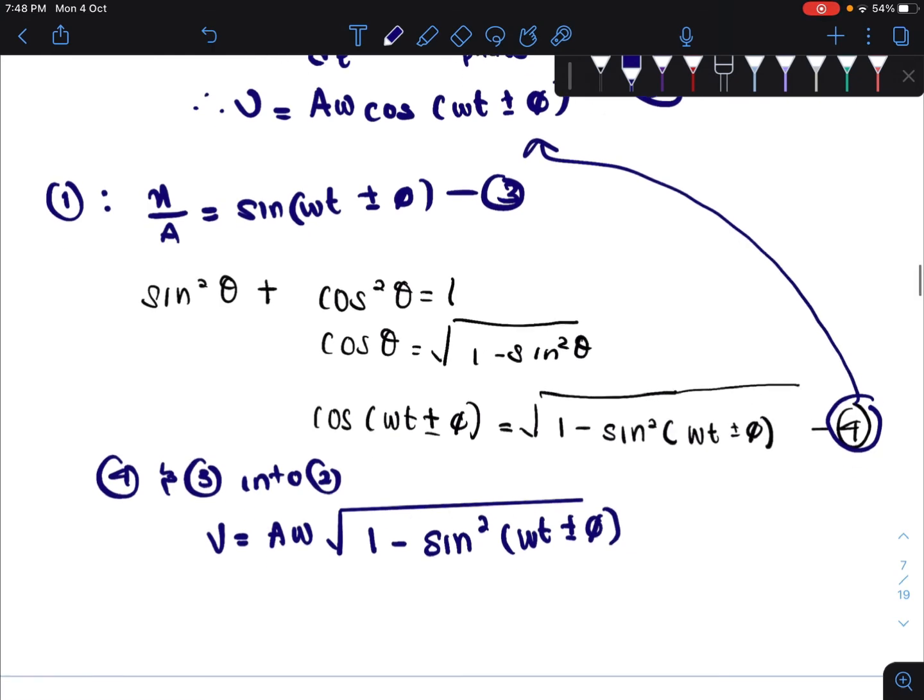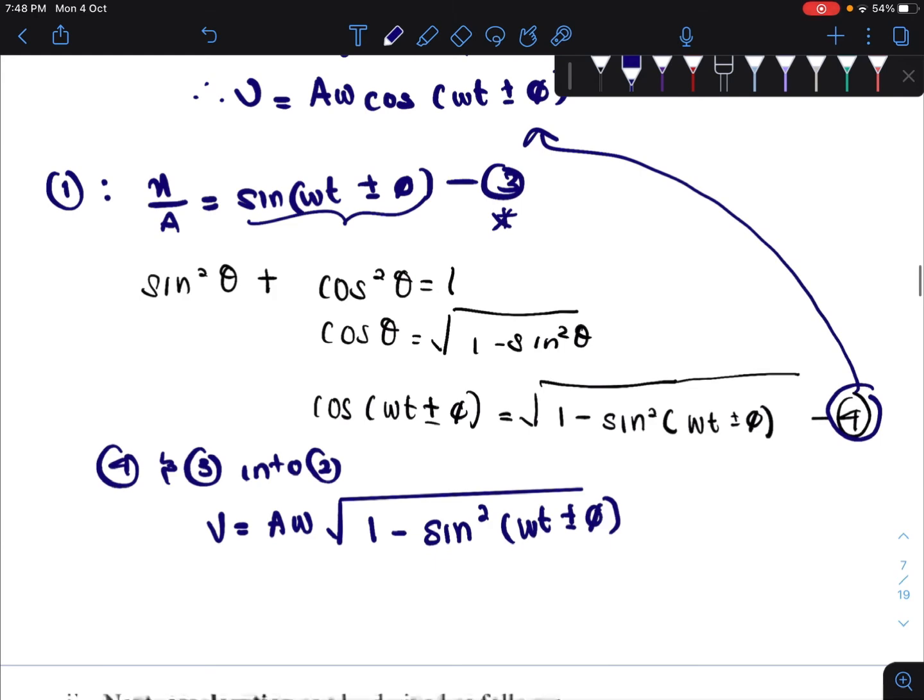Right, next I want to substitute equation 3 into here, where we have sin omega t equals x over a. Sin omega t is equal to x over a. So, I will write it as A omega square root of 1 minus sin square omega t plus minus phi. So, sin omega t plus minus phi is x over a, this one here. So, now I will have x square over a square. So, this is what I have. So, my velocity is also A omega square root of 1 minus x over a whole thing squared.